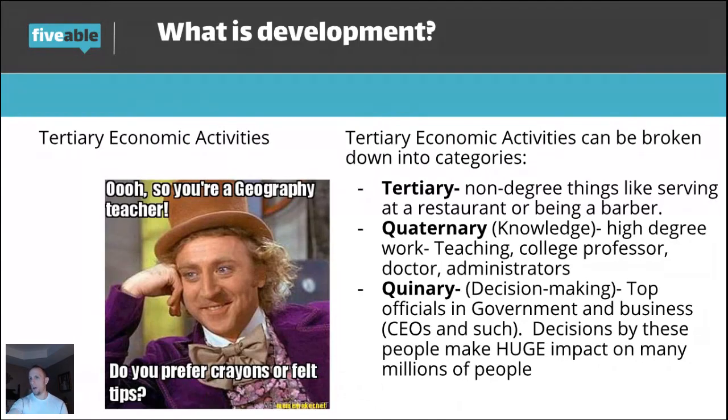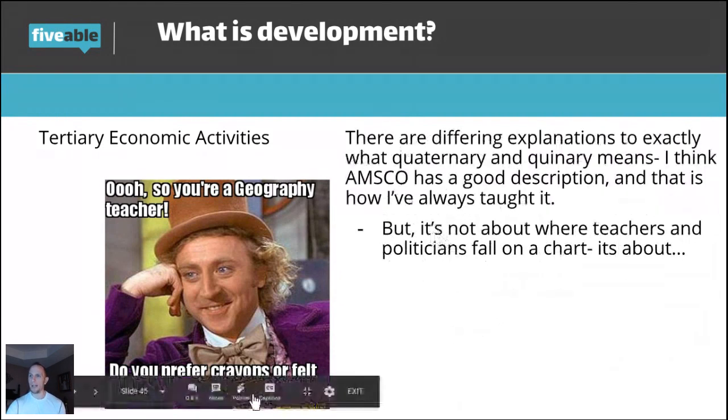I think the AMSCO book uses this exact same explanation in terms of what quaternary and quinary is, but be warned that there are different explanations that put these things in different categories. And I'm going to tell you, like I tell you all the time, it's not about where teachers or politicians fall on the different categories. It is about the why of where.